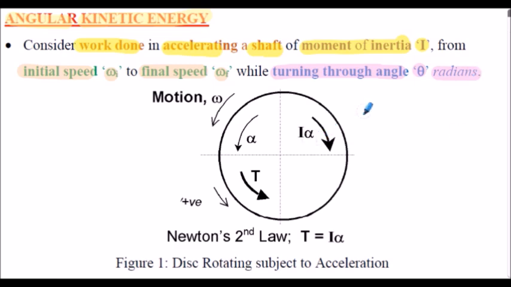So here's our shaft rotating, motion shown here with the angular velocity omega. There's a torque applied to the shaft, and that induces an angular acceleration. Here's Newton's second law applied to the angular motion. The torque is equal to the moment of inertia multiplied by the angular acceleration, usually shown as alpha. So that's our rotating shaft or rotating disc that's subject to an acceleration.